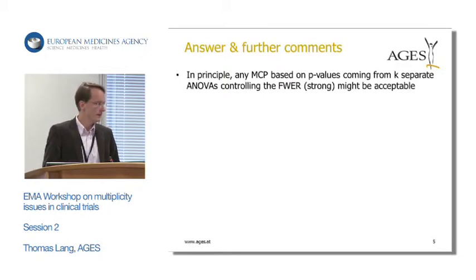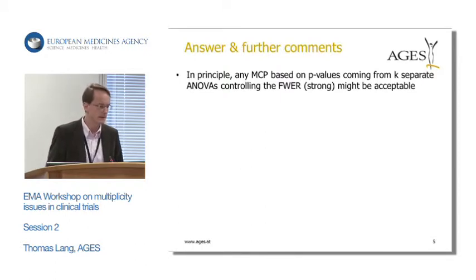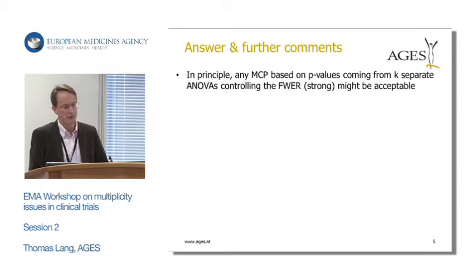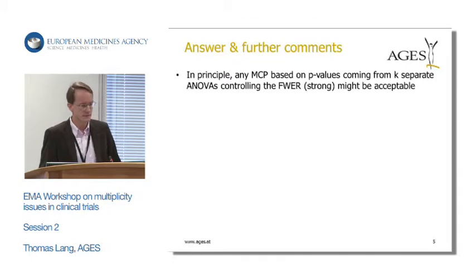Next slide, please. So the answer to your question would be that in principle, if such a trial would be set up and if such a set of hypotheses would be tested, any multiple comparison procedure based on p-values coming from these k separate tests, from these k separate ANOVA models, controlling the family-wise error rate in the strong sense might finally be acceptable. And that's the reason why I said in the beginning, I don't know whether we have a very different situation here compared to, let's say, a phase 3 setting where we look at 2 or 3 potential endpoints that finally one of them needs to be shown to be significant. So for me, I don't see a big difference to this situation.